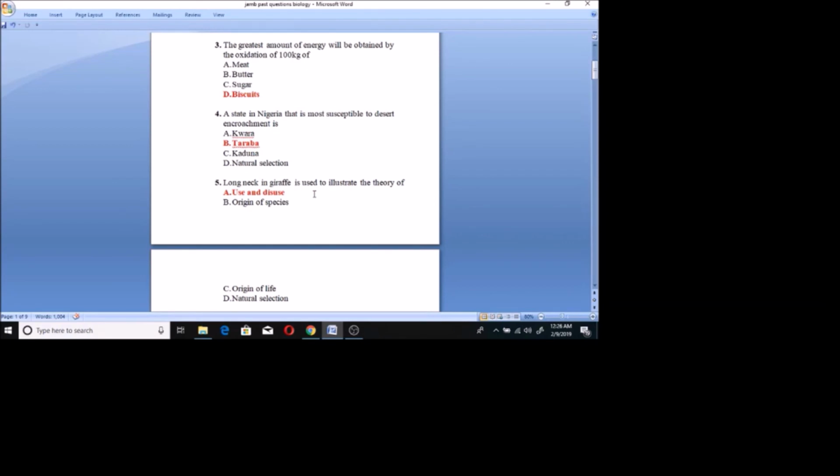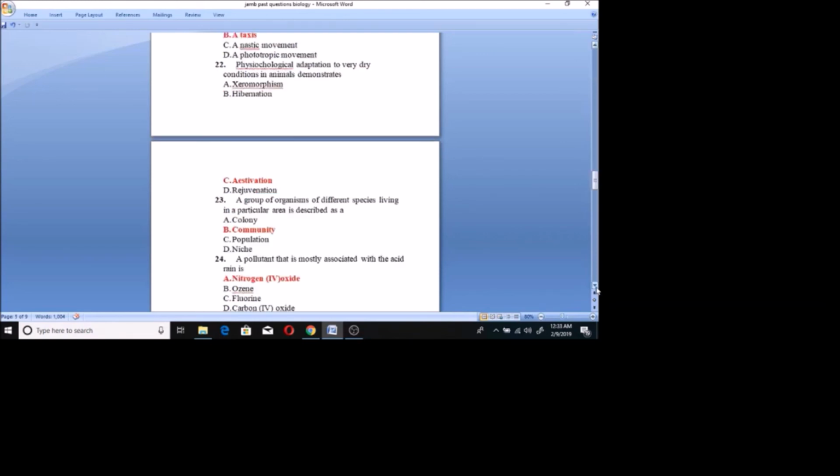23. A group of organisms of different species living in a particular area is described as: A. Colony, B. Community, C. Population, D. Niche. B. Community is the answer. 24. A pollutant mostly associated with acid rain, it has to be something related to nitrogen: A. Nitrogen 4 oxide, B. Ozone, C. Fluorine, D. Carbon 4 oxide. The answer is nitrogen 4 oxide.